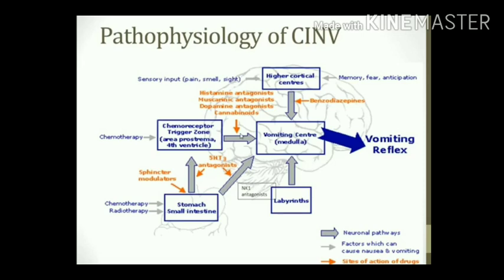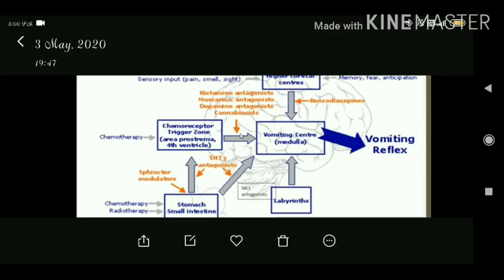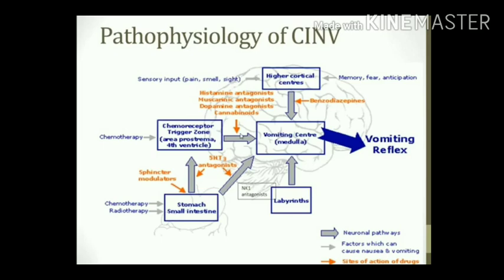We use histamine, muscarinic, and dopamine antagonists to block those receptors. But why do we use NK1, neurokinin 1 antagonist? It boosts, it increases the efficacy of the 5-HT3 antagonist. In preventing nausea and vomiting, the neurokinin 1 antagonist helps to promote prevention. So we are using NK1 antagonist along with the 5-HT3 antagonists.